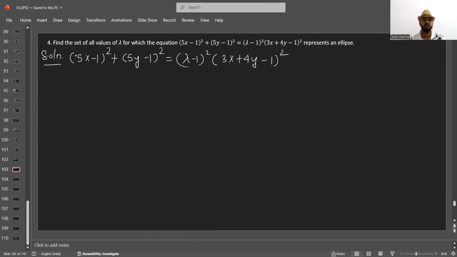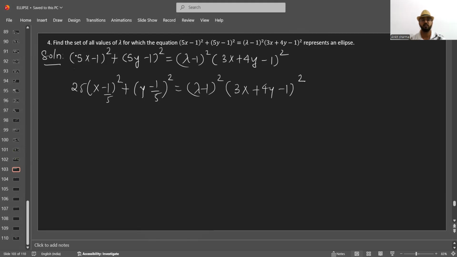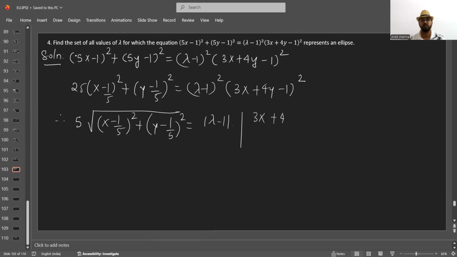So we'll take 5 common just to bring in the standard format. So this is going to be 25 here, and then I'll be having (x minus 1)^2 plus (y minus 1 by 5)^2 is equal to (lambda minus 1)^2 into (3x plus 4y minus 1)^2. Now, if I take the square root on both sides, then this is going to be 5 here, and then I get square root of (x minus 1 over 5)^2 plus (y minus 1 over 5)^2 is equal to modulus of lambda minus 1 into modulus of 3x plus 4y minus 1.